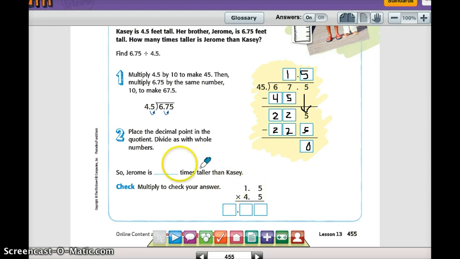But now we are going to, oh, and in that word problem it would mean Jerome is 1 5/10 feet taller, or times taller than Kelsey, or really 1.5. But you can multiply to check your answer. So we would do our multiplying steps. So 1 5/10 times 4 5/10. We multiply that out. We get 6 7/500, which was our dividend. So we know we were right.